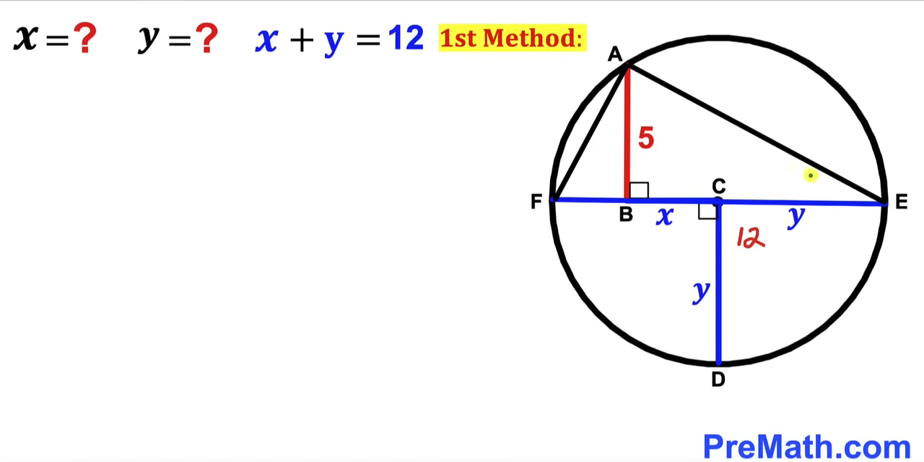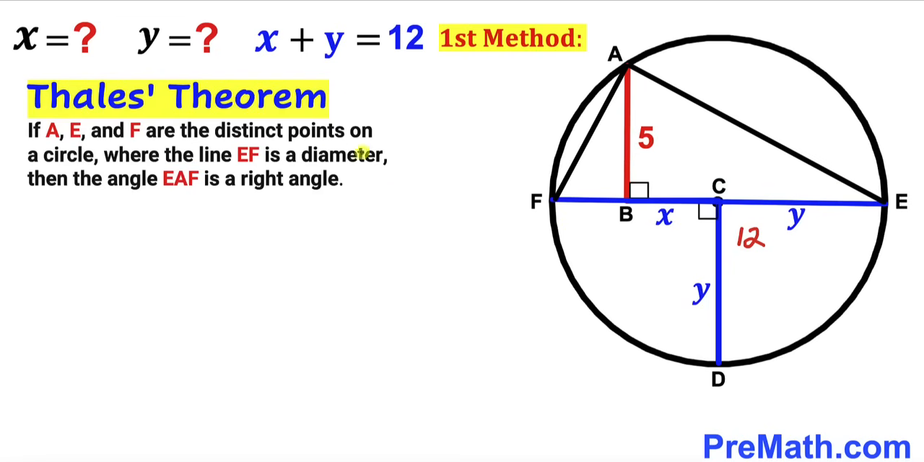As a result, we end up with triangle AFE. Now let's recall Thales' theorem. According to this theorem, if A, E, and F are three distinct points on the very same circle, and the line EF is a diameter, then the angle EAF is a right angle, in other words a 90 degree angle. So no wonder angle EAF is 90 degrees.